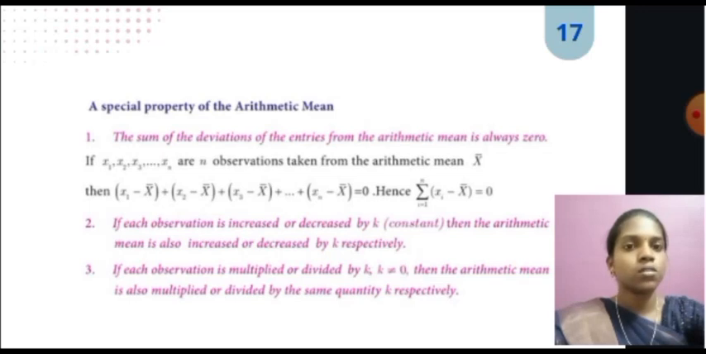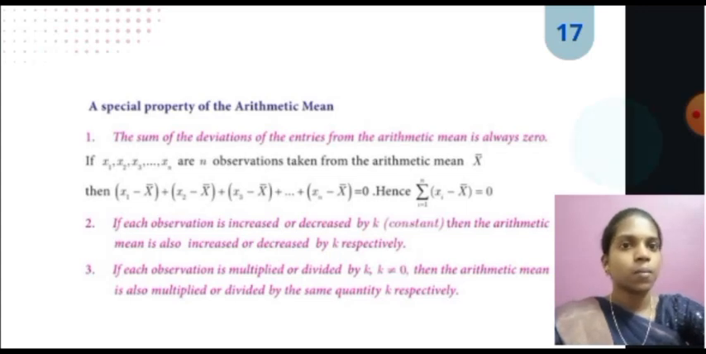Second property is, if each observation is increased or decreased by k, then the arithmetic mean is also increased or decreased by k respectively. Third property is, if each observation is multiplied or divided by k, where k not equal to 0, then the arithmetic mean is also multiplied or divided by the same quantity k respectively.